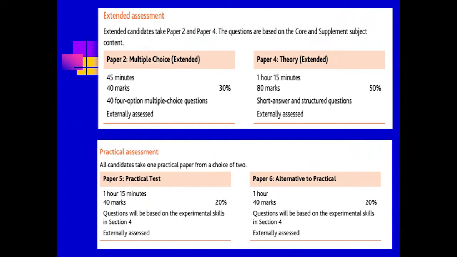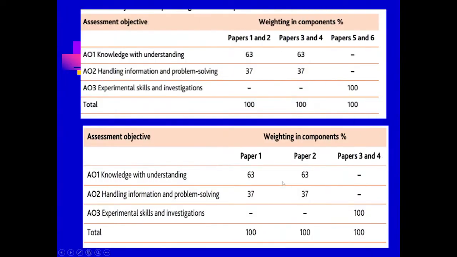Paper 2 is basically the MCQ paper, multiple choice based questions. The duration of this paper is 45 minutes with 30% weightage. And the extended theory paper is 1 hour 15 minutes with 80 marks and a weightage of 50%. Paper 6 is the Alternative to Practical of 1 hour with 20% weightage.